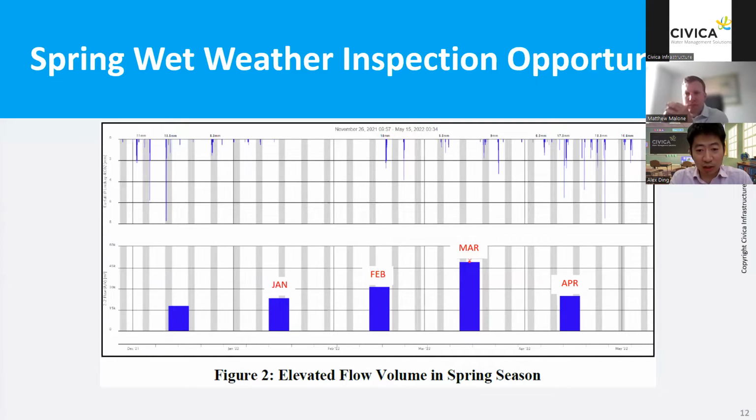In this case, we actually did a lot of successful wet weather inspection operations in the month of March, and we were able to find quite a lot of infiltration defects in the manholes and sewers. And this agrees with the data shown here, because you have more water in the sanitary system in March.